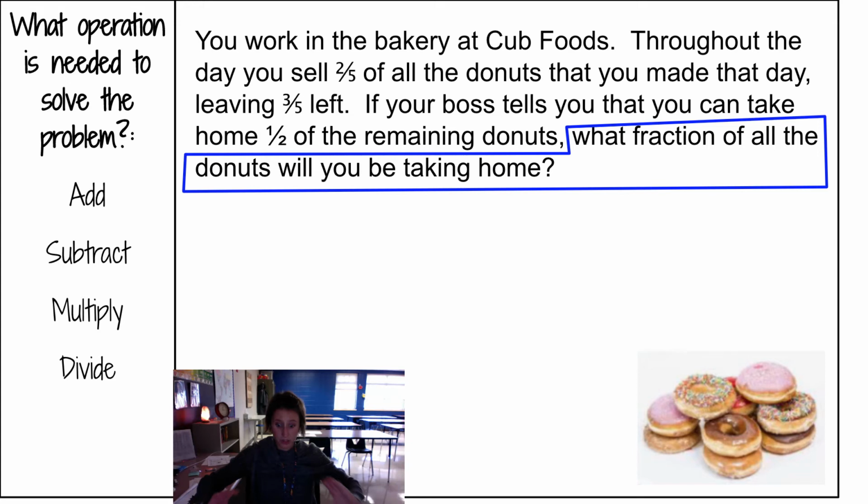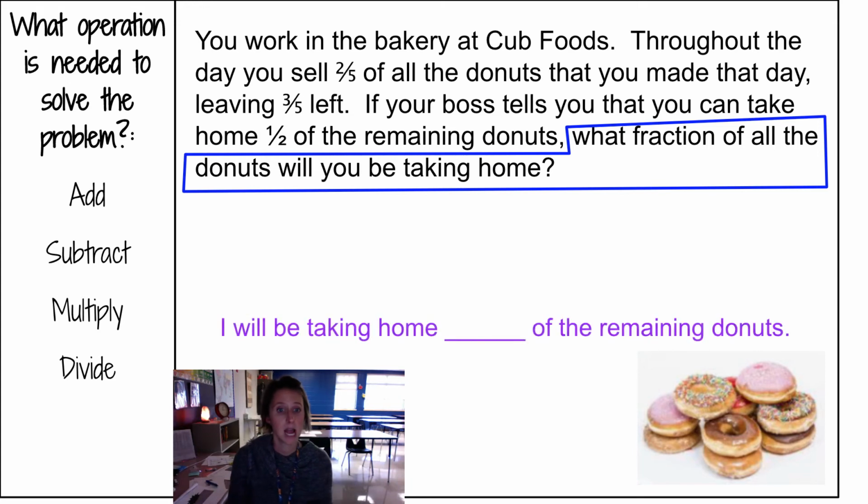So if I take that and turn it into a sentence and put a blank for the fraction part, I will be taking home blank of the remaining donuts. That tells me I have to focus on the remaining donuts. So the remaining donuts, 3/5, represent what's left of the donuts. My boss tells me that I can take home half of the remaining donuts. What number goes with the remaining donuts? 3/5. So I get to take home half of 3/5. Of here is our key operation word. When we're taking a number, of means multiply. Of can be in a lot of story problems, but you've got to think about how it's being used in the problem. So this is a multiplication story problem.